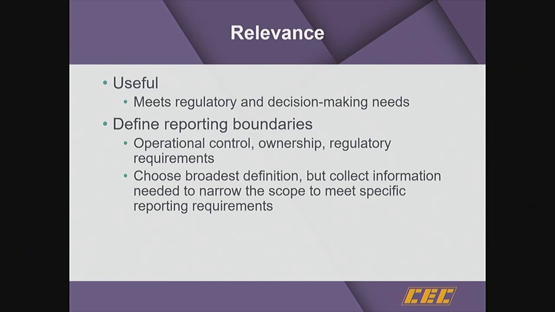So the first principle here is relevance. And relevance in this case means useful. So don't just collect data to collect data. Collect data that you need, that matters. Keep in mind that different reports will have different reporting boundaries. And boundaries might be, do you operate it or not? Or do you have any ownership over it? Or does your regulator define your boundaries very specifically? I mean, the EPA has very, very strict definitions of adjacent that are always changing, and it's important to keep things like that in mind when you're talking about relevance. Do you care about your fence line or your property boundary or something like that?